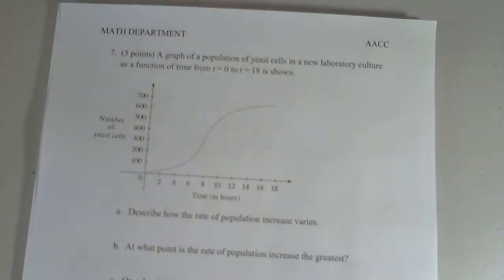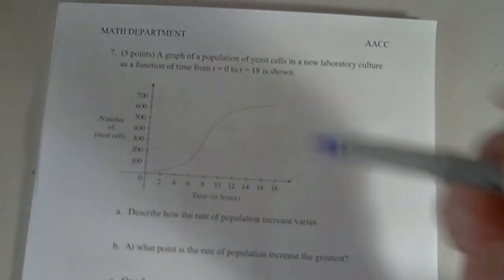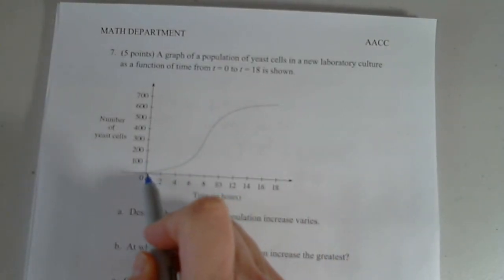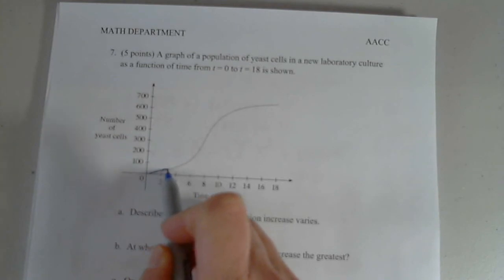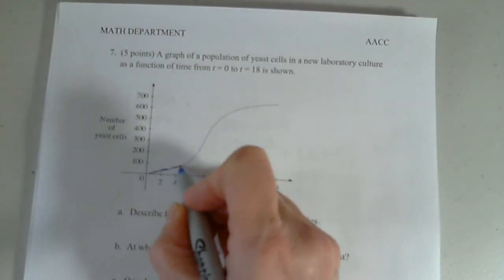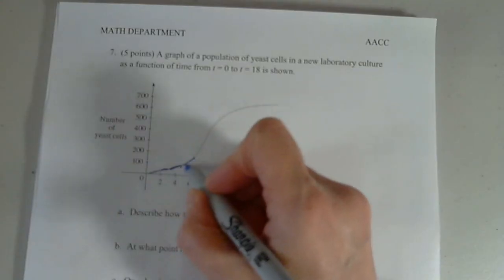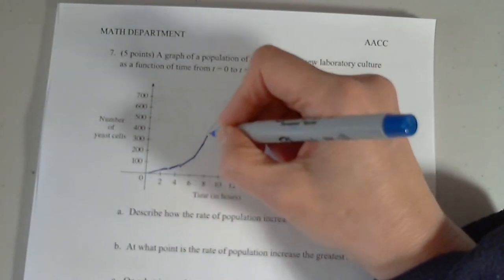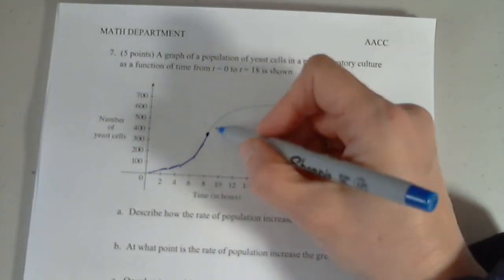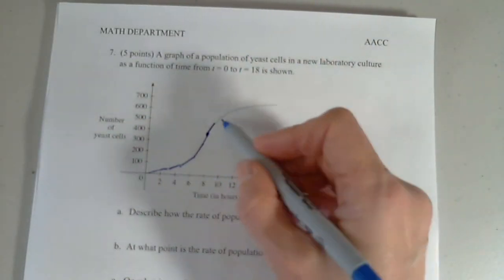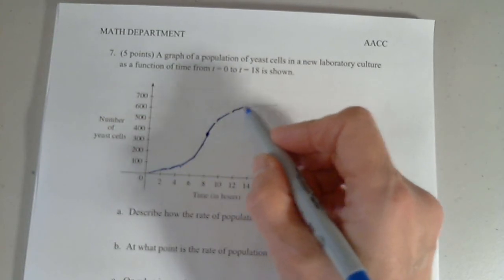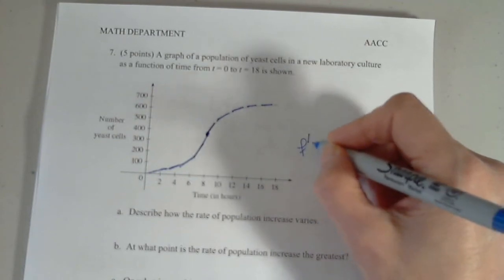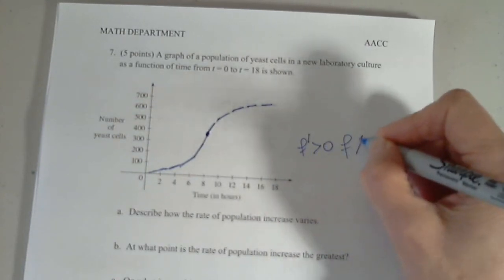Okay. So describe how the rate of population increase varies. The population starts here, and this is a positive slope, and a bigger positive slope, and a bigger positive slope, and somewhere around here is the biggest slope, because now it's starting to level off, smaller, smaller, smaller. So because the first derivative is always positive, the function is always increasing.